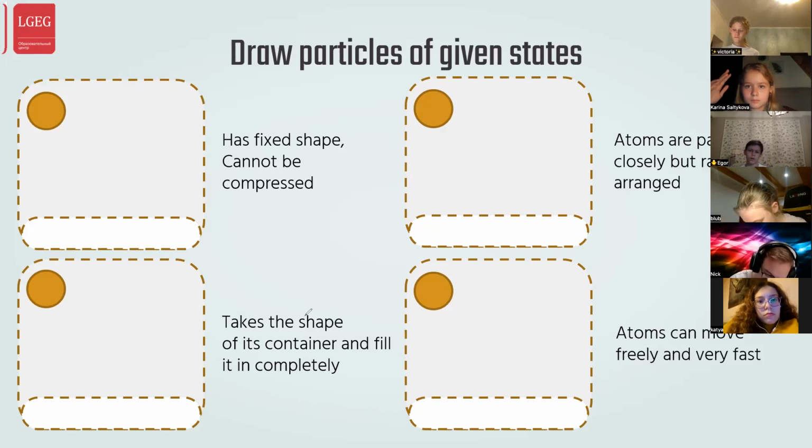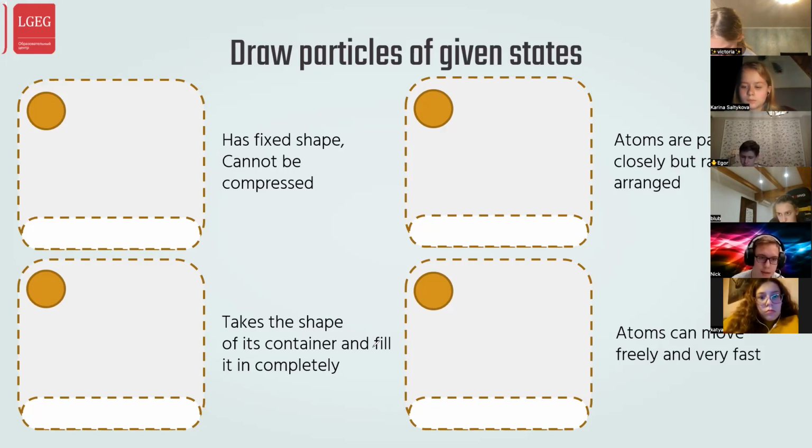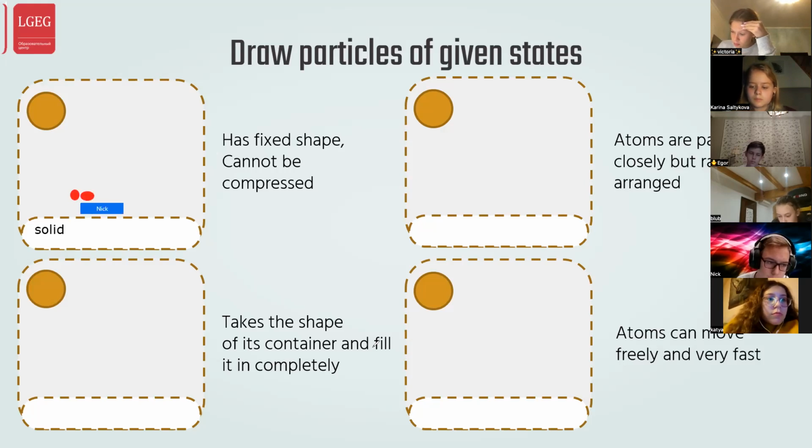Solid. I don't know what it's called. Okay. Kolya, can you help us now? Solid. Yes. Solid, can you write it? In the space that is given. Solid. Can you draw the shape? How does it look? Good.